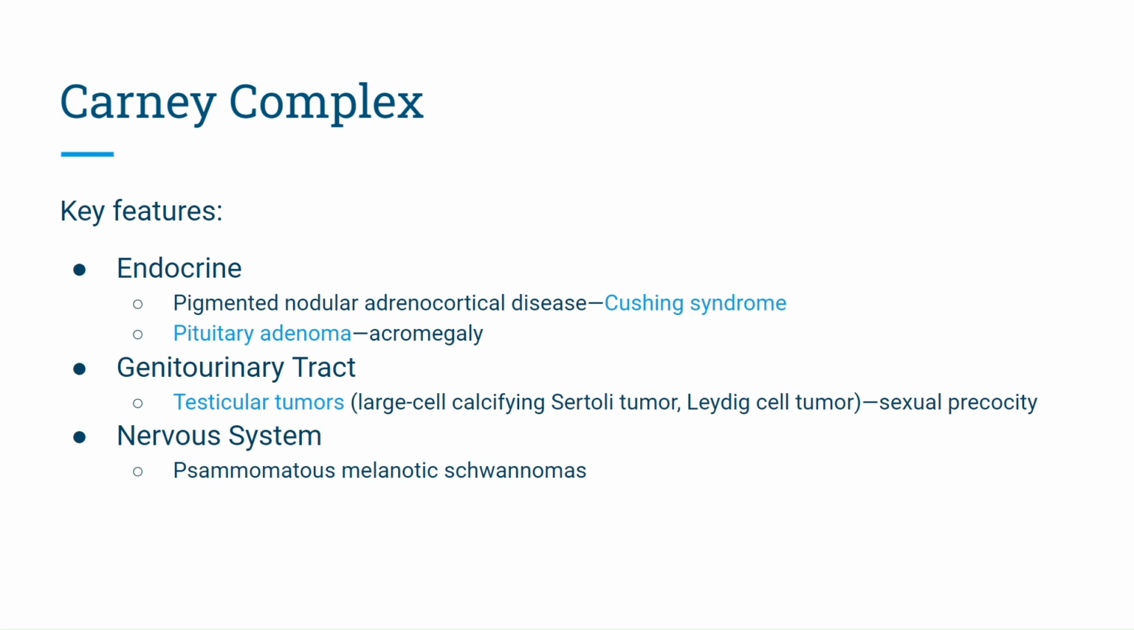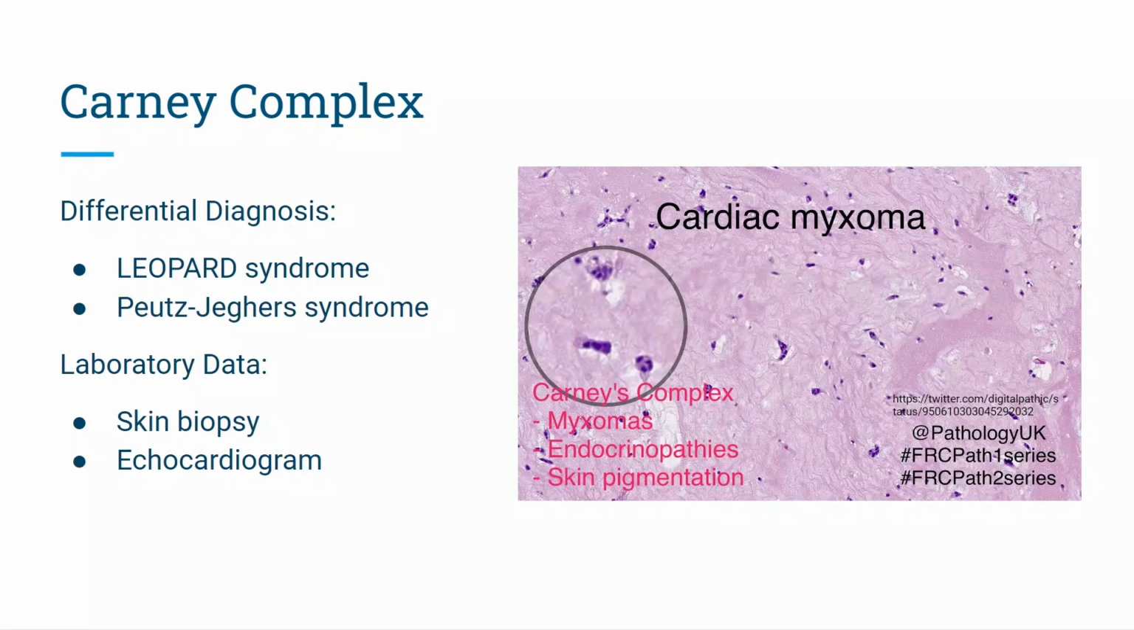Psammomatous melanotic schwannomas can be seen. Do note that on the differential here is Leopard syndrome, Peutz-Jeghers syndrome, and LAMB syndrome is a part of this. I feel like we didn't talk about LAMB syndrome as readily, so know that lentigines, atrial myxoid tumors, and blue nevus is the B in LAMB syndrome.